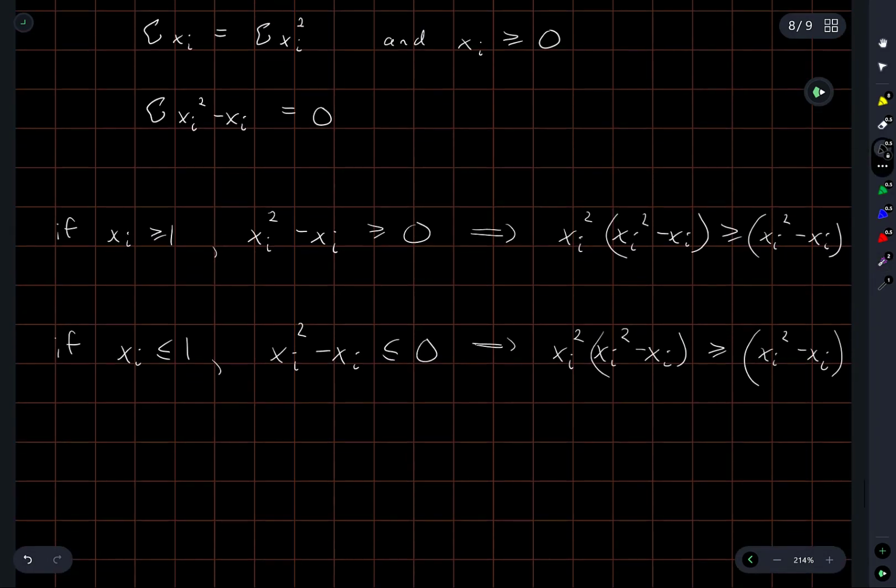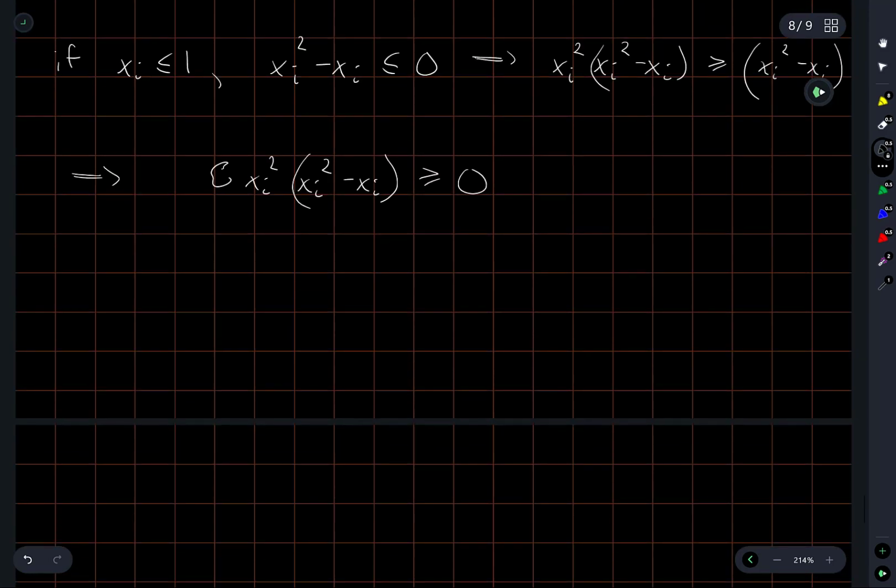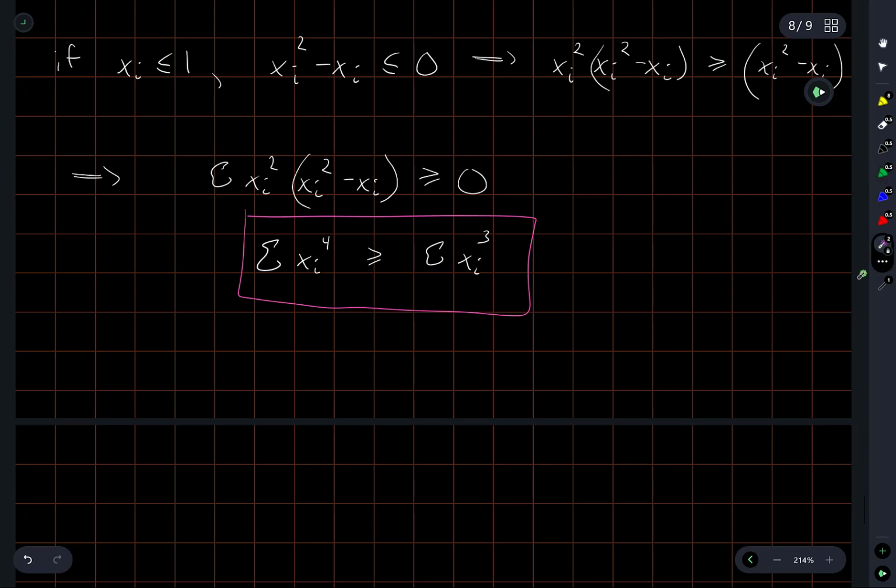So this means if I take every single individual term in this sum and multiply each of them by xi squared, every individual term gets bigger. If each individual term has become bigger, then the entire sum gets bigger. But if I just expand this, this is just saying that the sum of xi to the 4 is greater than or equal to the sum of xi to the 3. So in the end, this really boiled down to something very simple.